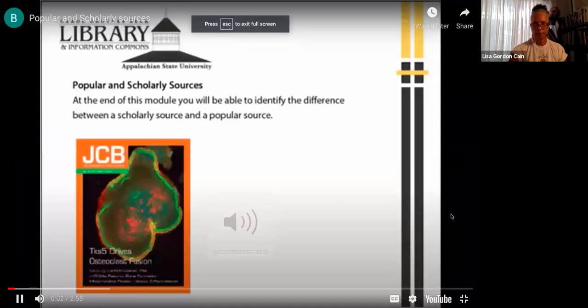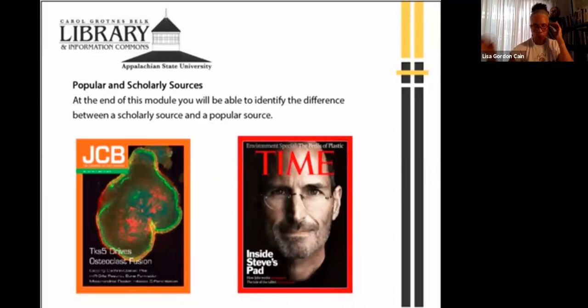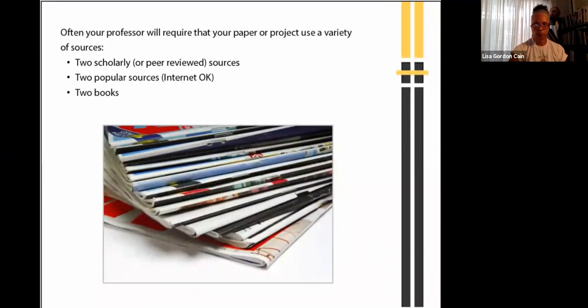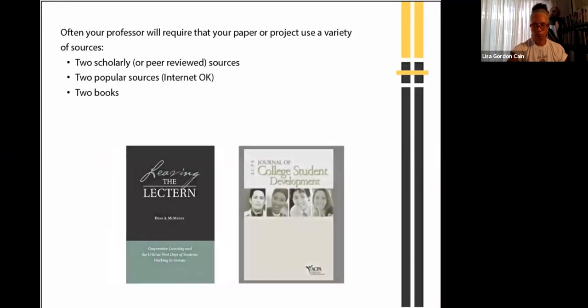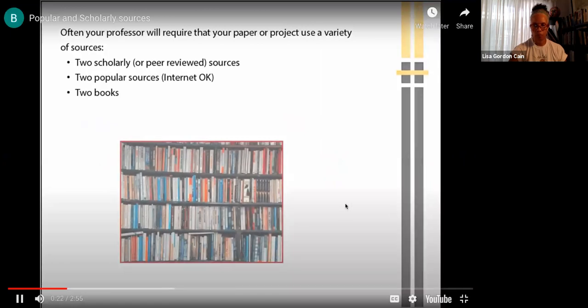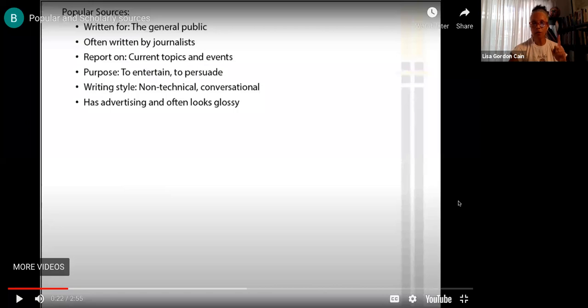Popular and scholarly sources. At the end of this module, you'll be able to identify the difference between a scholarly source and a popular source. Often, your professor will require that your paper or project use a variety of sources. The list might be something like 2 scholarly sources, 2 popular sources, and 2 books. Now, for our purposes in our class, we only need one scholarly source, and it must be from a periodical or journal. So it's coming from an actual journal. It is not coming from a book.